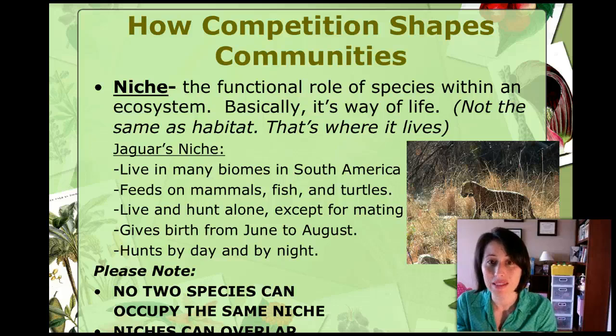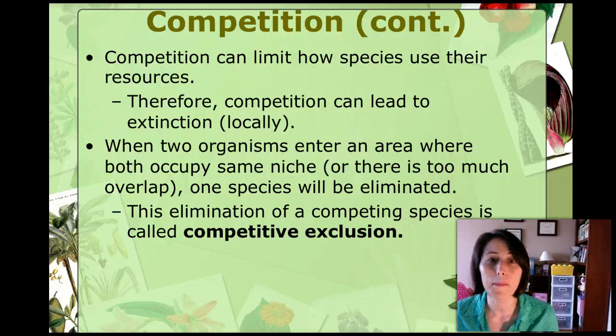Okay, when that happens, it creates too much competition. They're competing for too many of the same resources, and that becomes a problem. So competition can limit how species use their resources, so competition can actually lead to local extinction. When two organisms enter an area where they both occupy the same niche or there's too much of that overlap, one species is eliminated. So either they have to leave the area and go find another ecosystem or another environment, or that organism becomes extinct within that area. This elimination of a competing species is called competitive exclusion.